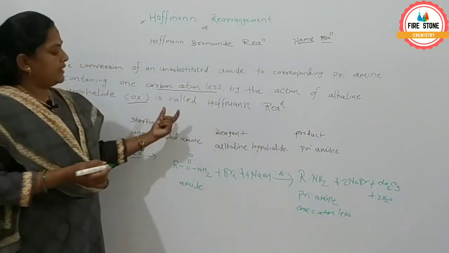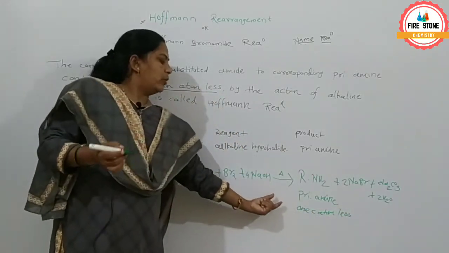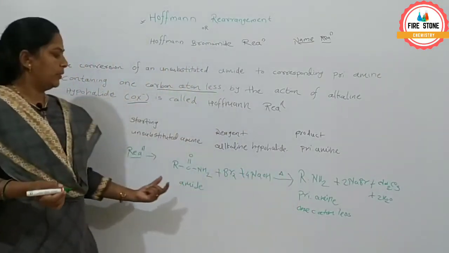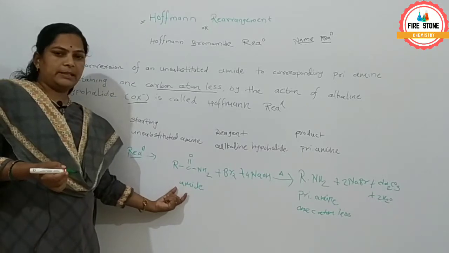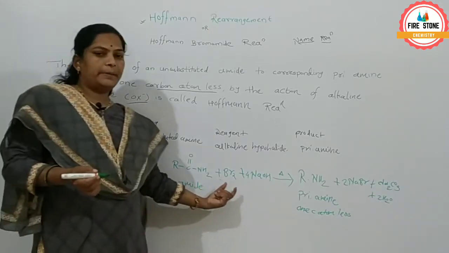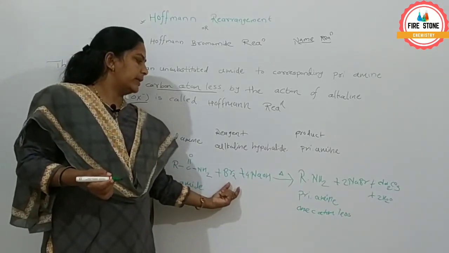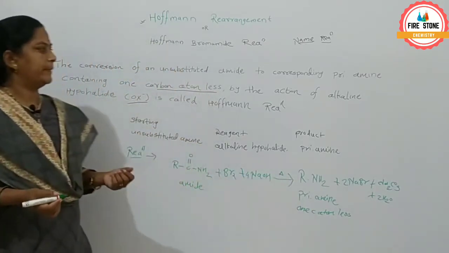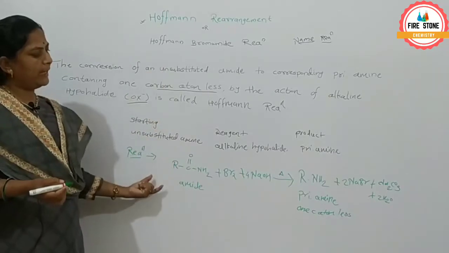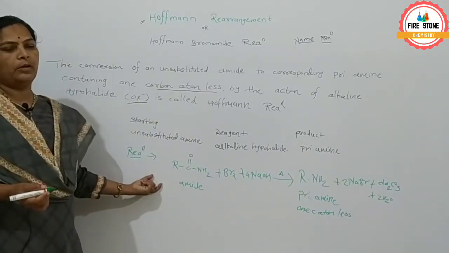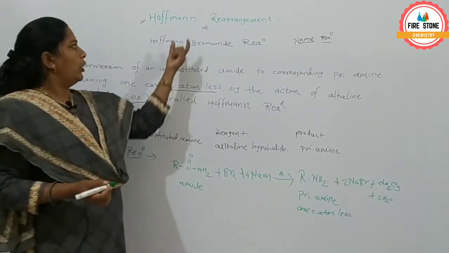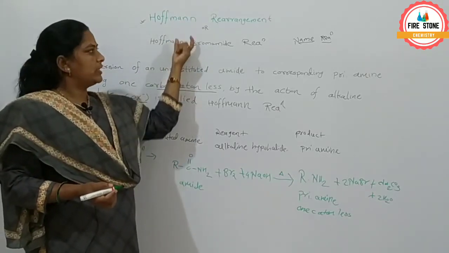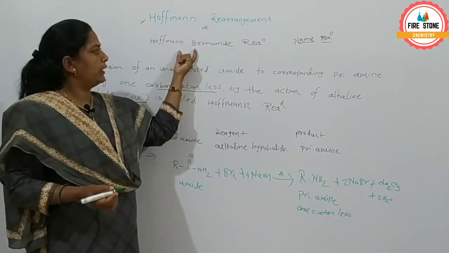So this is the summary of the reaction, and here there is one carbon atom less in the product. Here this is the starting material, and Br2 and NaOH are the reagents. In presence of heat we get the primary amine. Such a reaction is called the Hofmann bromamide reaction, or also the Hofmann rearrangement. This is the most important reaction for your exam.